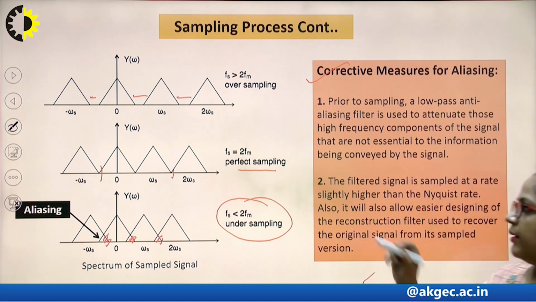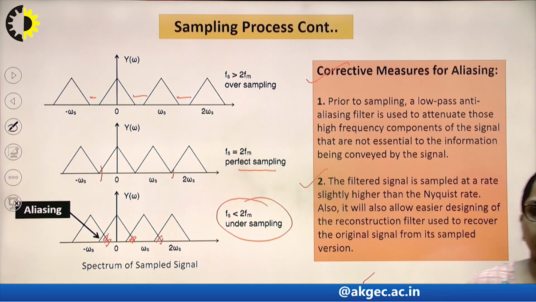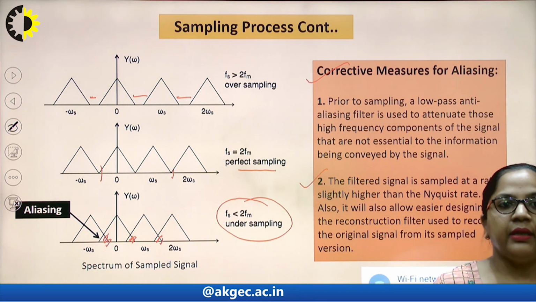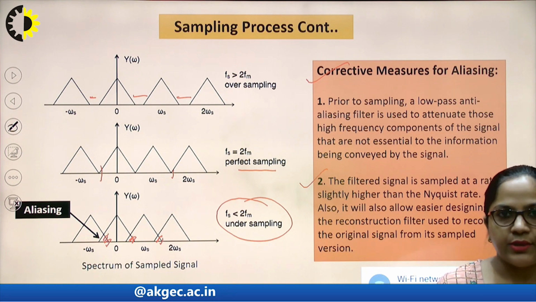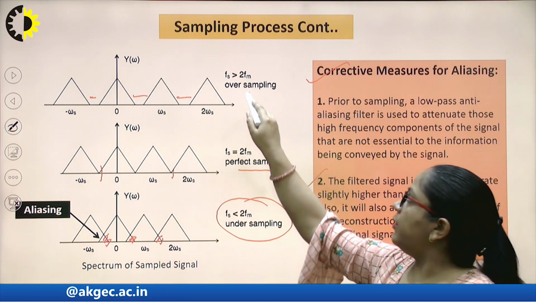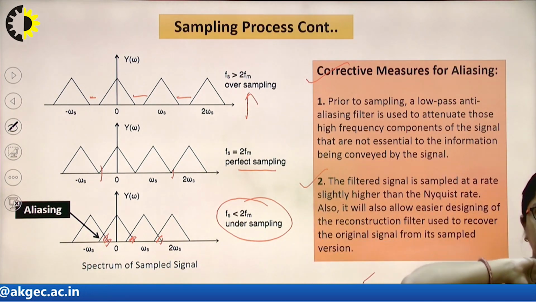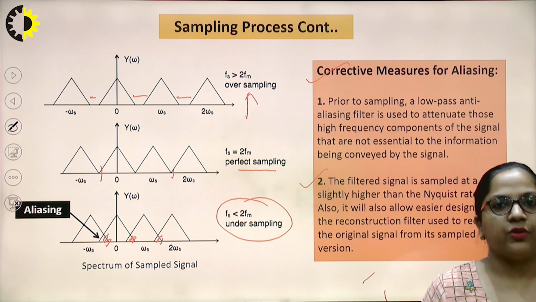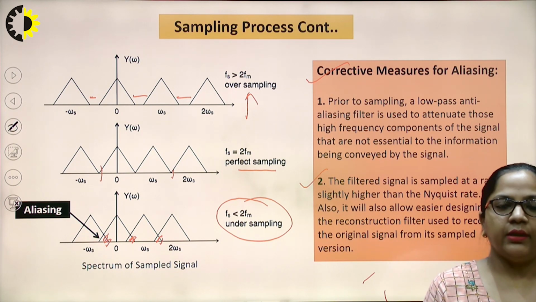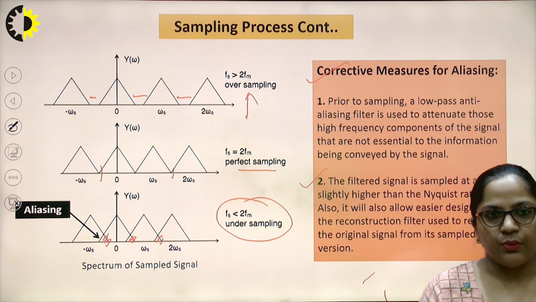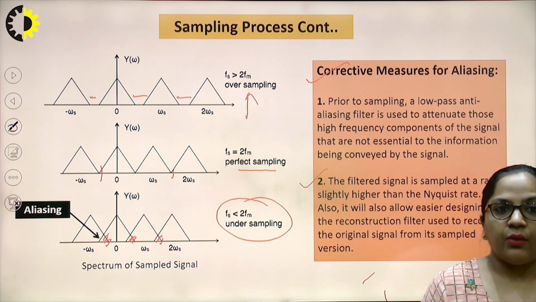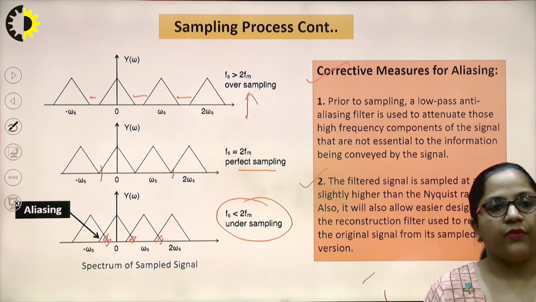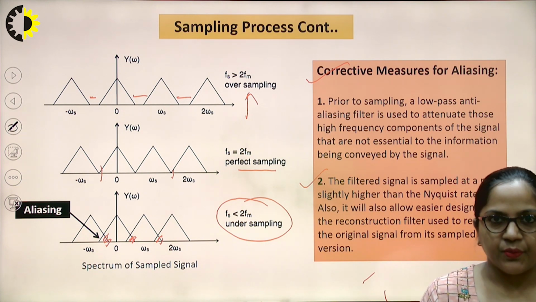Okay, the second thing that we can perform to avoid aliasing is that the filtered signal is sampled at a rate slightly higher than the Nyquist rate. We can use this condition to avoid aliasing. By selecting the sampling rate slightly greater than twice of Fm, we can prevent aliasing from occurring. It will also allow easier designing of the reconstruction filter used to recover the original signal from its sampled version.